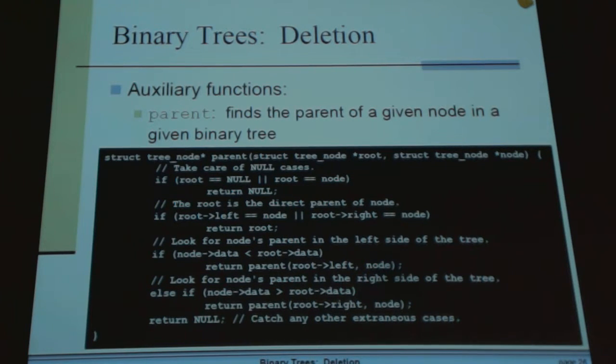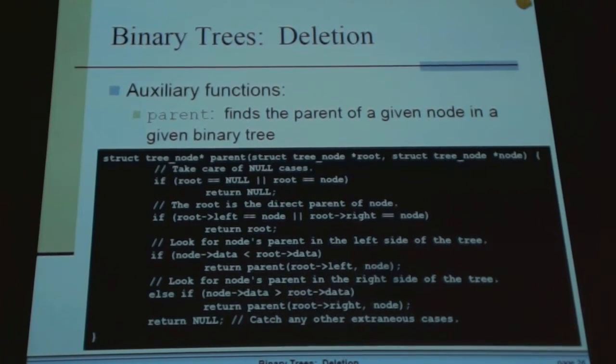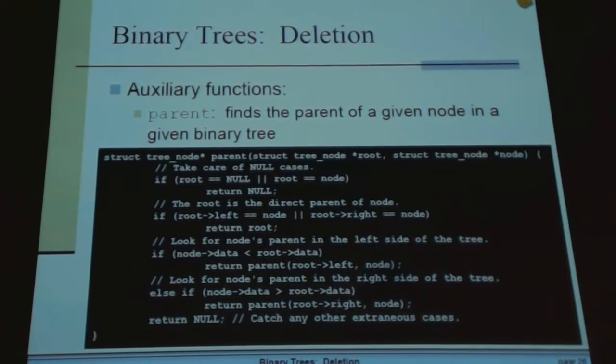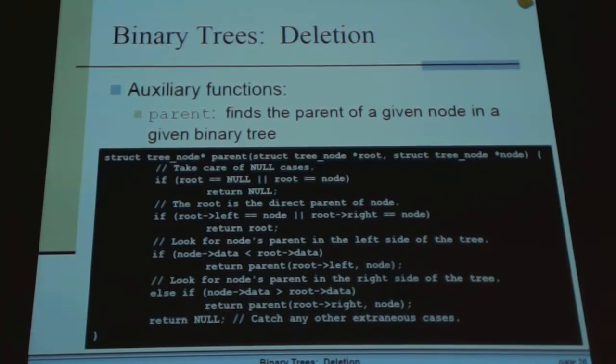First, we have to deal with whether or not everything's null. Because if it's null, that means what? We don't even have anything in our binary search tree, do we? And then, if the root equals the node, what does that tell you about your binary search tree? There's only one element in it. So if we're going to delete that one element, we're done.